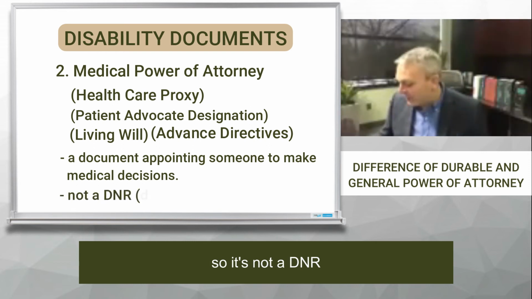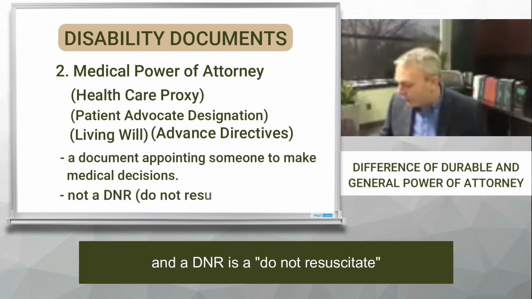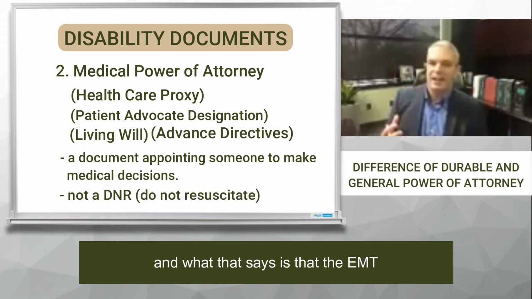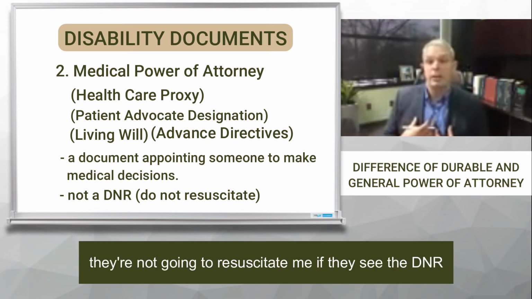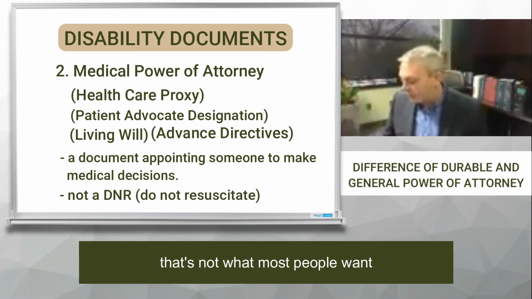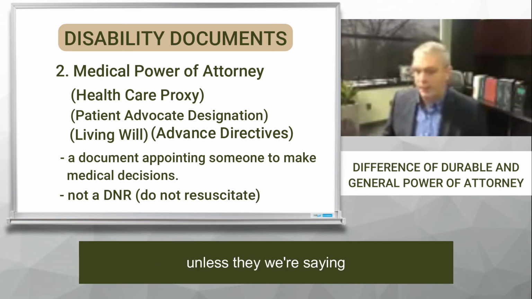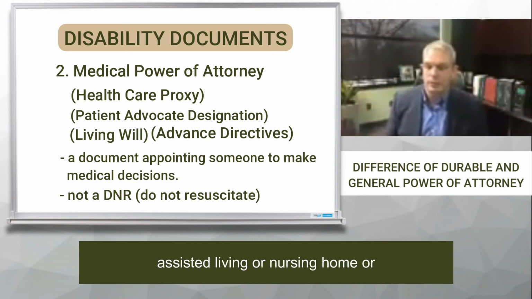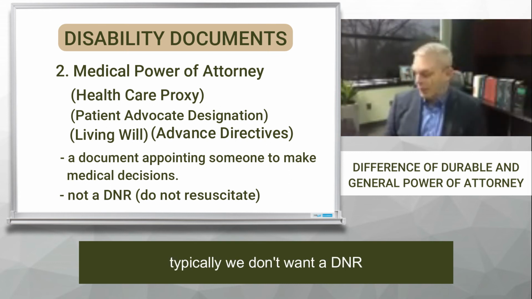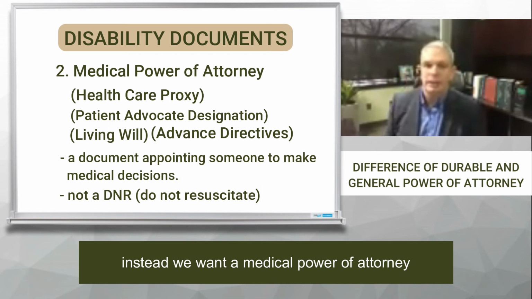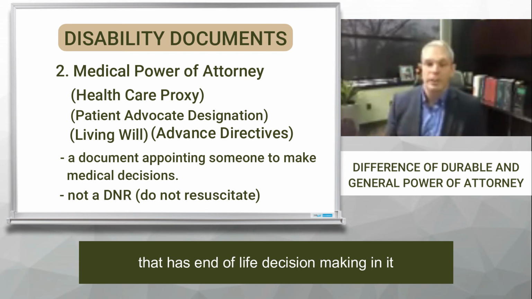Now, what a medical power of attorney is not, it's not a DNR. And a DNR is a do not resuscitate. And what that says is that your EMT comes and because I have a heart attack, they're not going to resuscitate me if they see the DNR. That's not what most people want, unless they were, say, in an assisted living or nursing home or dealing with other issues. Typically, we don't want a DNR. Instead, we want a medical power of attorney that has end-of-life decision-making in it.